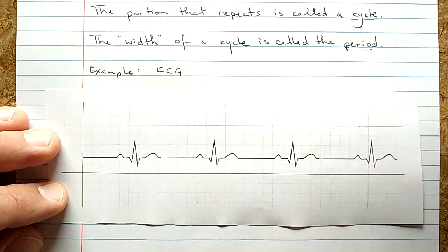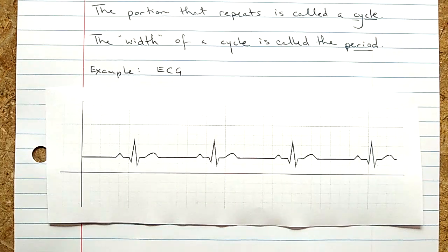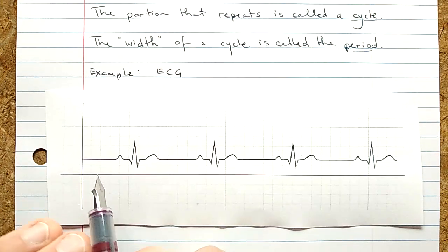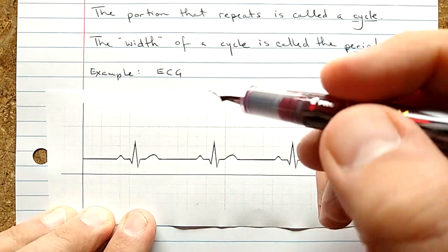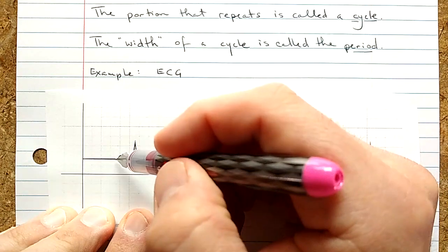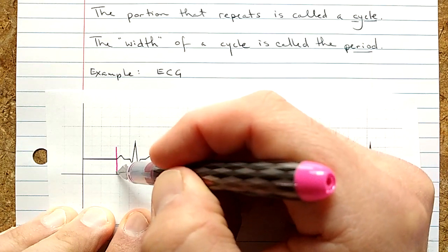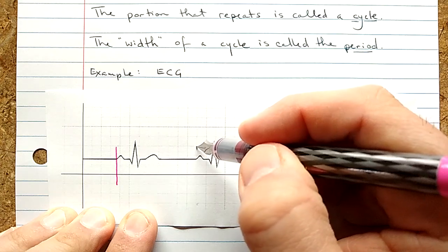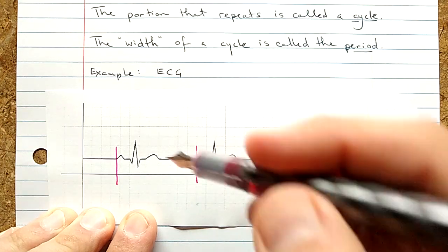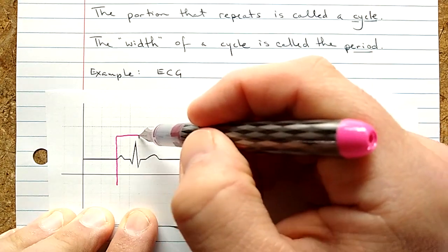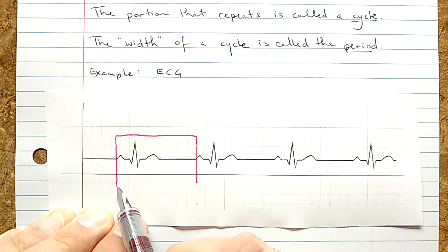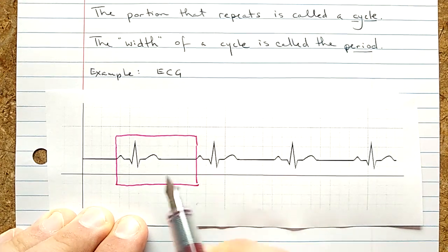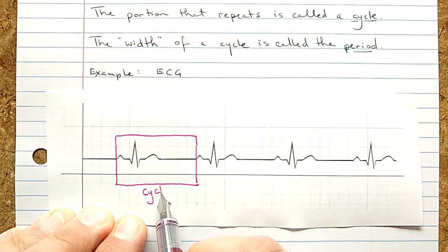So let's try to cut this up into some sections so that we can notice where the cycles are. We're not going to use this graph perfectly, but here's the beginning of that first little bump, and there's the beginning of the next little bump. That's the matching part of the graph. So right there, that looks like one cycle to me. So that is a cycle.